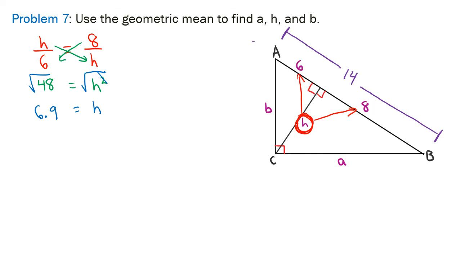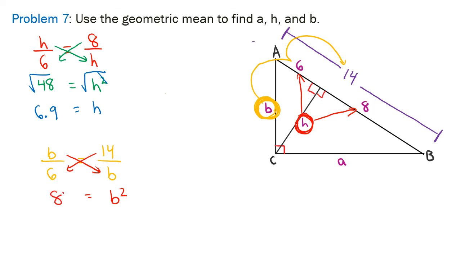Now I'm going to go ahead and solve for B. And so B goes with the 6 and the 14. So I'm going to go ahead and set up another proportion. Once again, the B is going to repeat itself because the one in this position always repeats itself. And then I'm going to put 6 in one and 14 in the other. Once again, I'm going to multiply across. So B times B is B squared. And 14 times 6 is 84. Going to square root both sides. So B equals the square root of 84, which is 9.2.